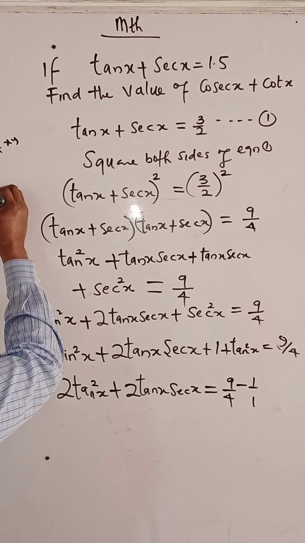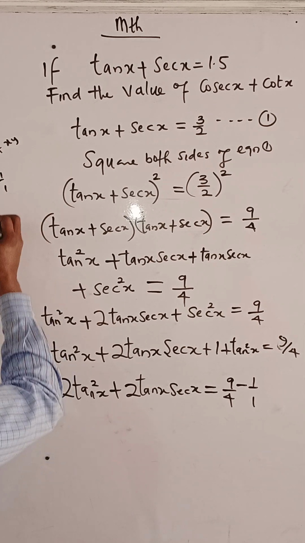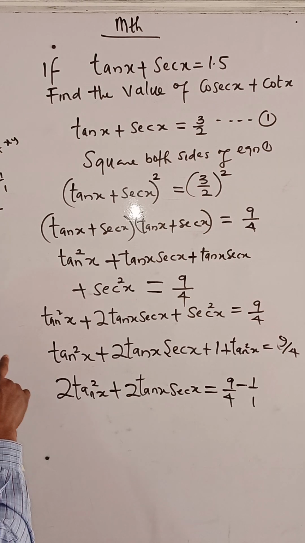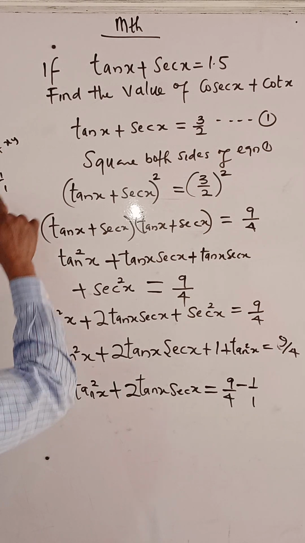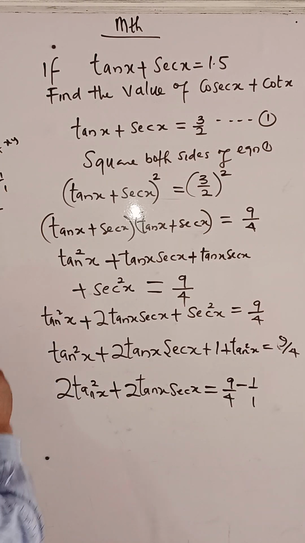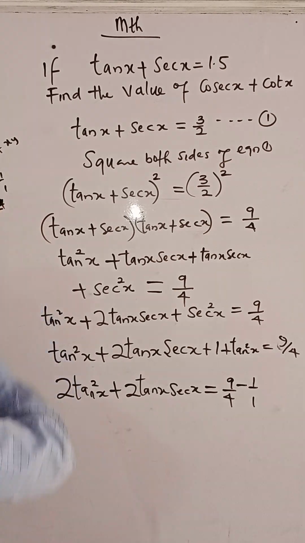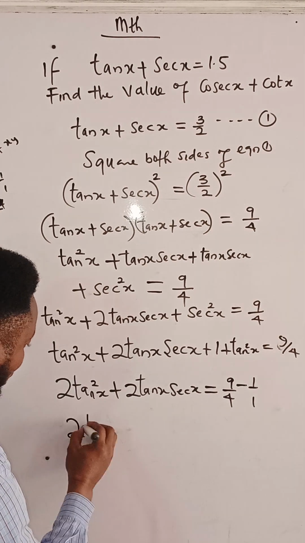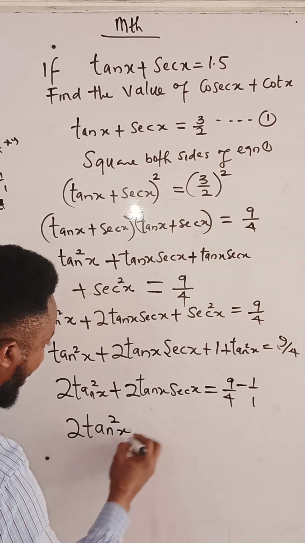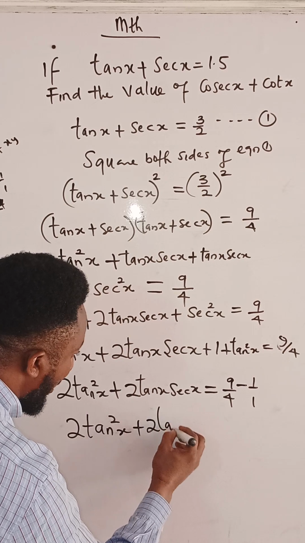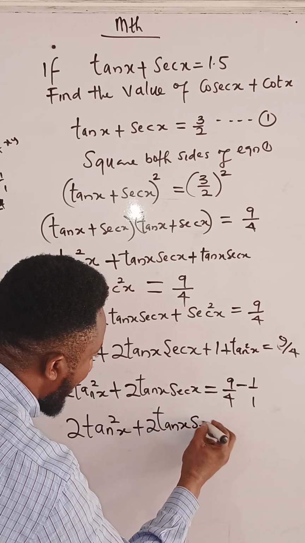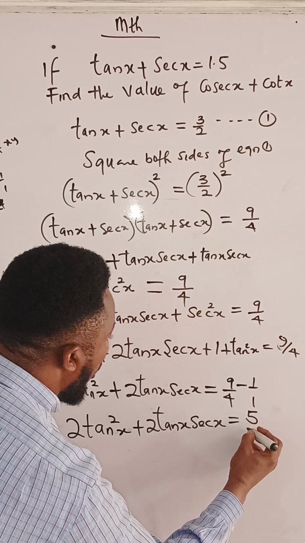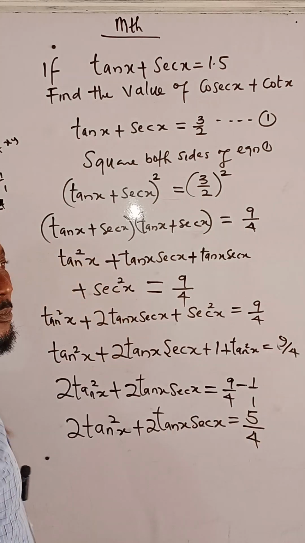So 9 over 4 minus 1 over 1, LCM is 4. 4 divided by 4, that's 1. 1 multiplied by 9, 9. 4 divided by 1 is 4. 4 multiplied by 1, that's 4. So I can write 2 tan squared x plus 2 tan x sec x equals 5 all over 4.